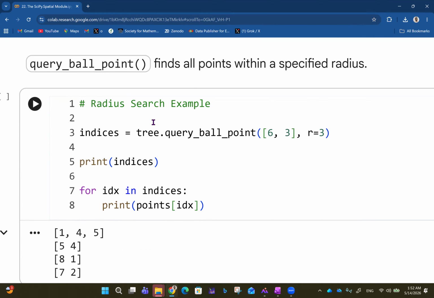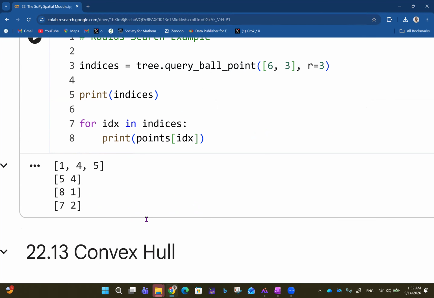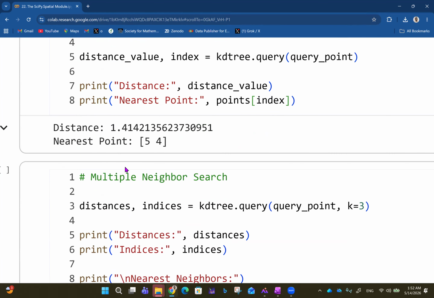So you have indices now, tree.query_ball_point 6, 3. So it's like the long and lat of your office is 6, 3, assuming. Then r is 3. So you can then print all indices and check. So you have 1, 5, 4. So all these points now, 5, 4, 8, 1, and 7, 2, are all within that radius. I hope you know these indices 1, 4, 5 are referring to the originally declared points.